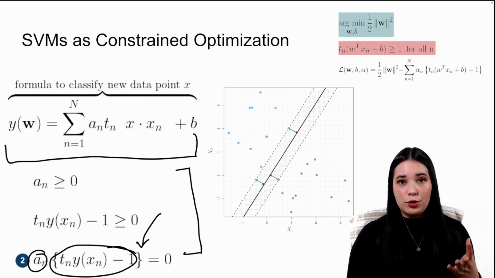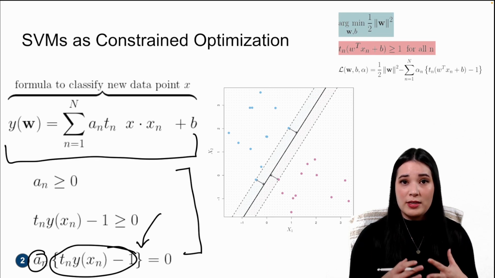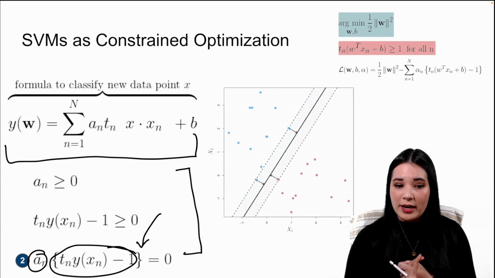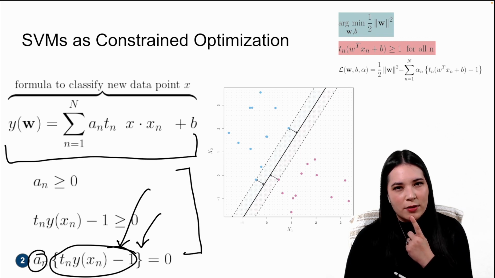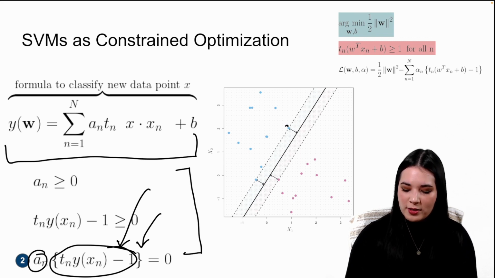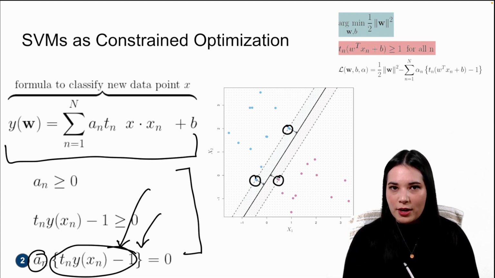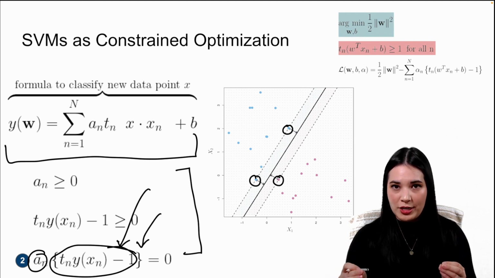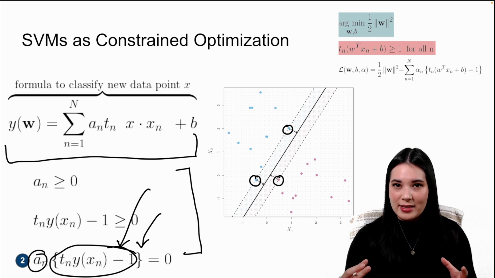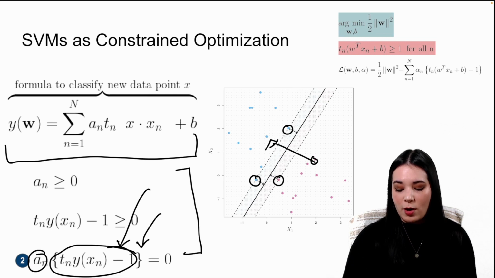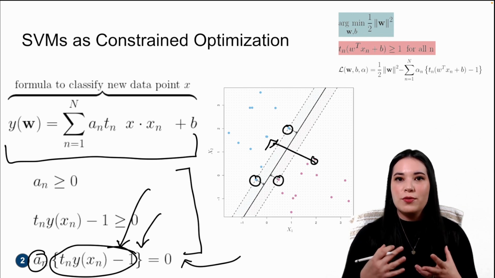Now because we have a value multiplied by another value, this can only be 0 when one or both of these is 0. That means that either the Lagrange multiplier must be 0 or this value must be 0. And when is that value 0 again? Oh, it's for vectors that are exactly on the margin. This reinforces that point that we talked about earlier. Only the data points that are on the margin determine where the hyperplane is. All of the other data points don't really matter as long as we don't move them so that they're on the wrong side of the hyperplane.